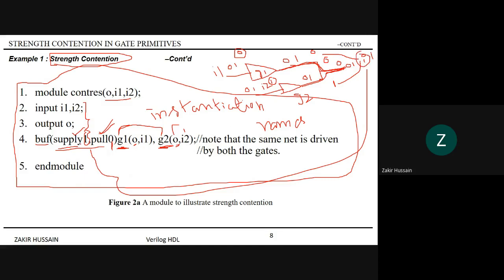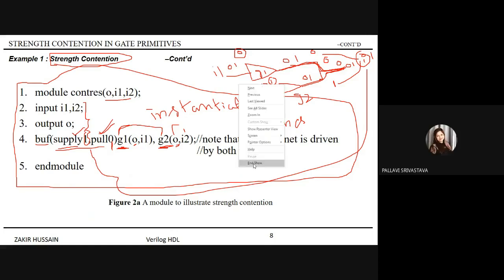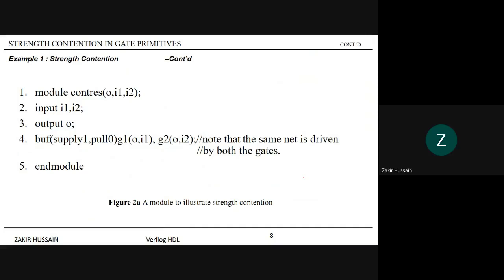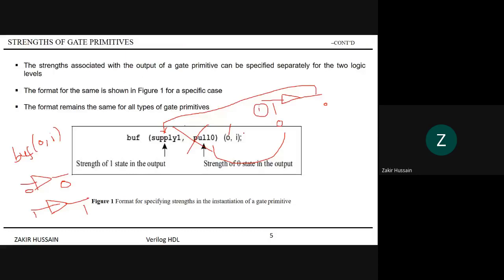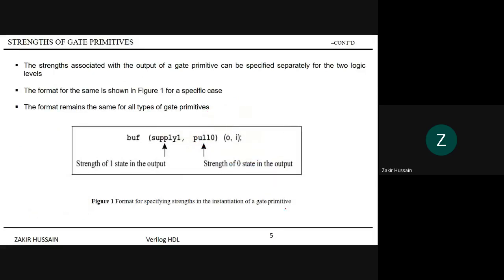Is that clear how these strengths are resolving the contention issue? Are you understanding? No, actually I'm not pretty much clear. I don't know about others. Okay. What about others? Can someone unmute? Fully, need some more clarity on this.